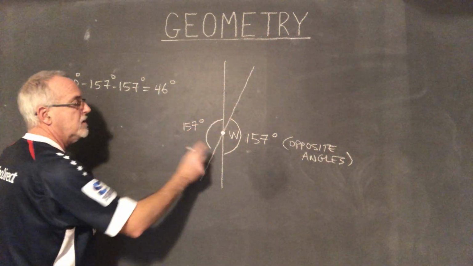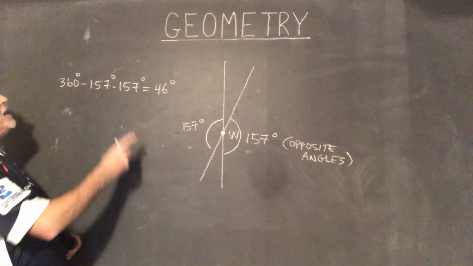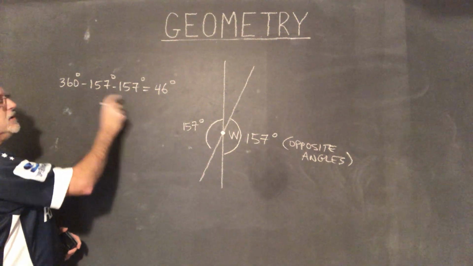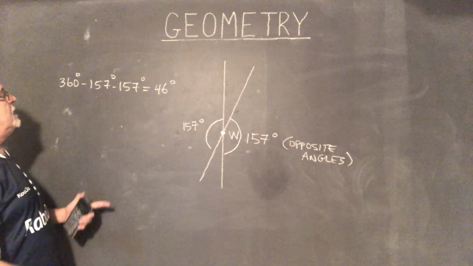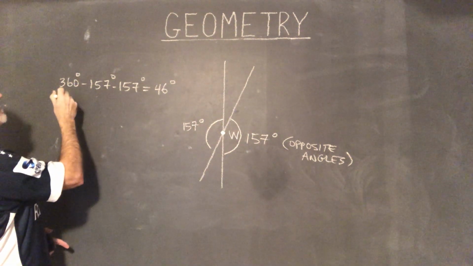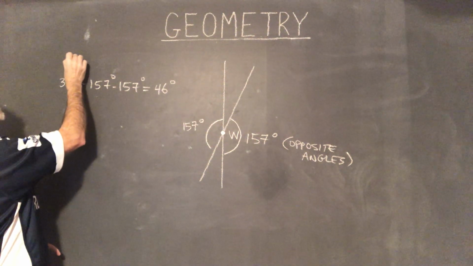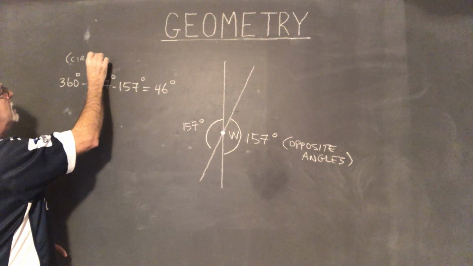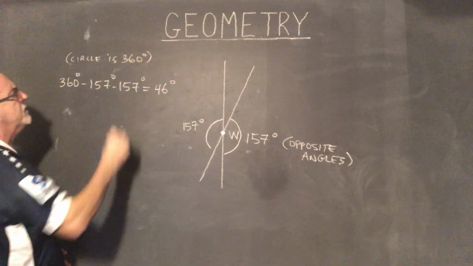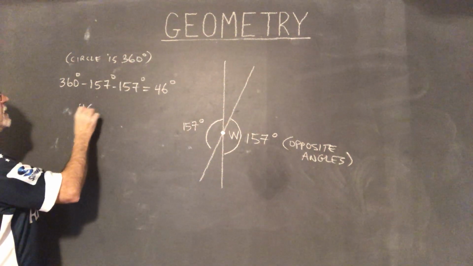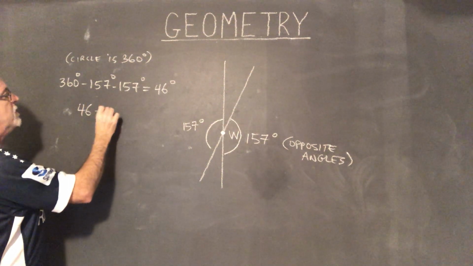The total of those two angles has to be 46 degrees, because those two angles plus these two that I already found have to equal 360. We have a circle. So there's the circle. I can try justifying. I can say circle is 360 degrees. Okay, I justified that. Then I take the 46 and I divide it by 2.